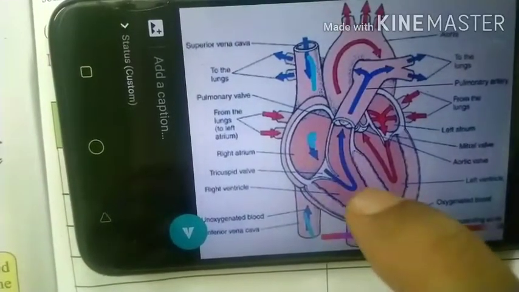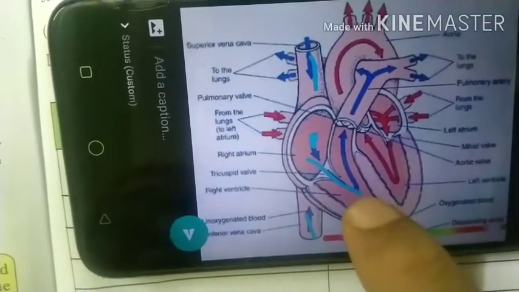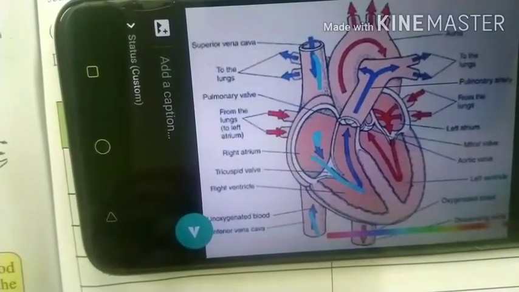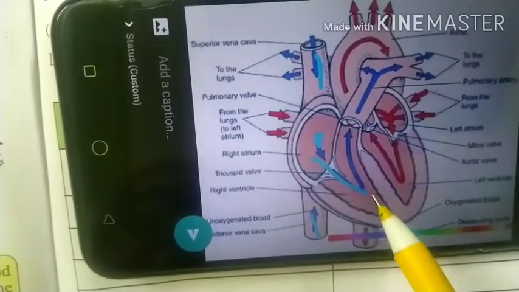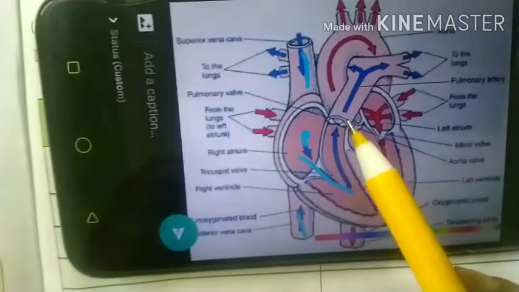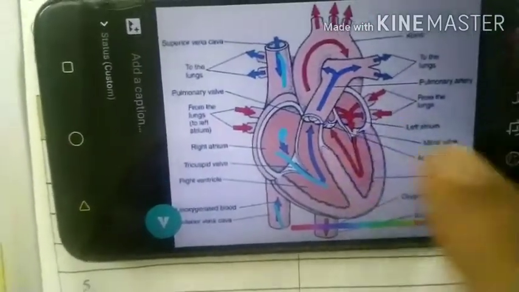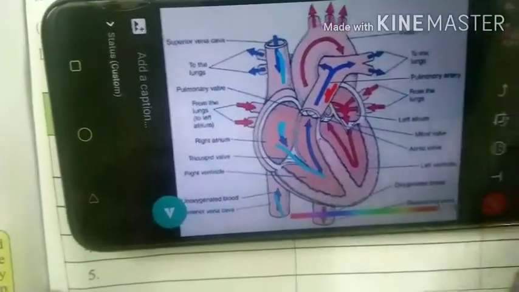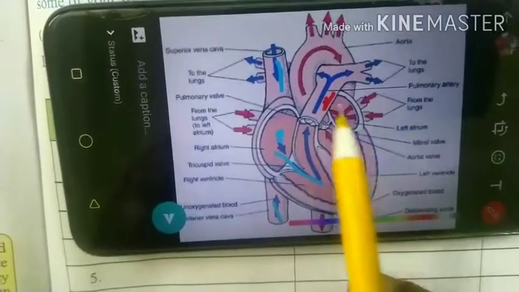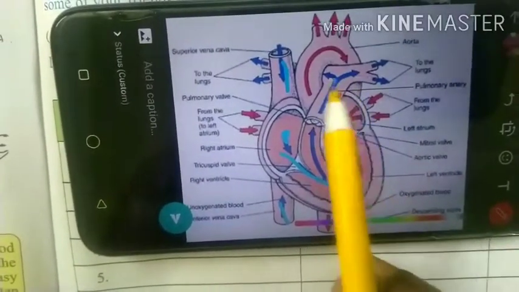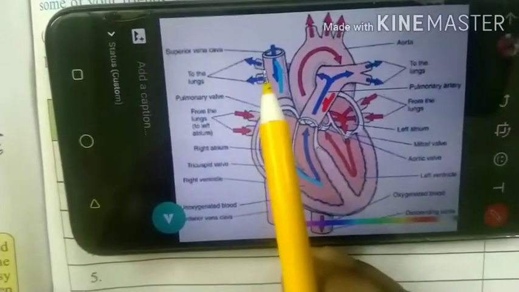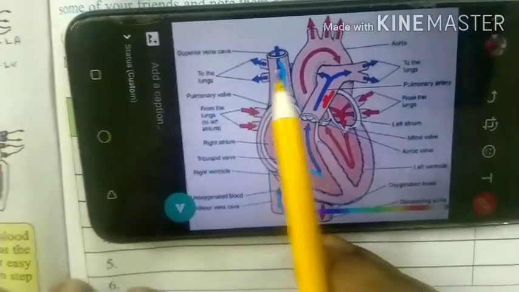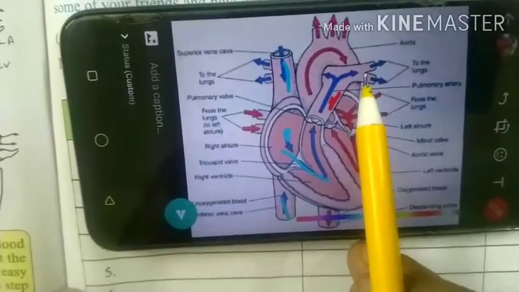Blood from right auricle enters into the right ventricle through this tricuspid valve, and then blood from right ventricle goes into the pulmonary artery. This is pulmonary artery. And look, primary pulmonary artery breaks into two parts. One side to the lung, I mean right lung, and this is to the left lung.